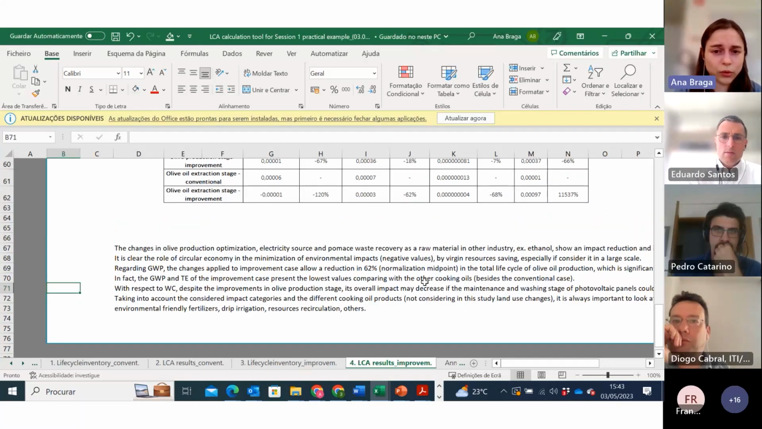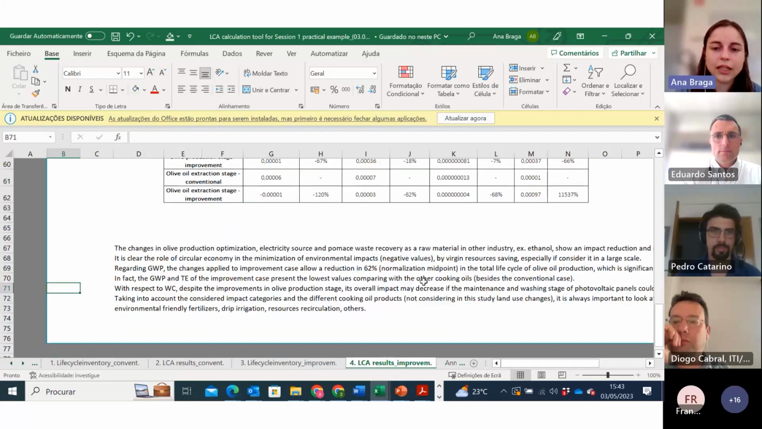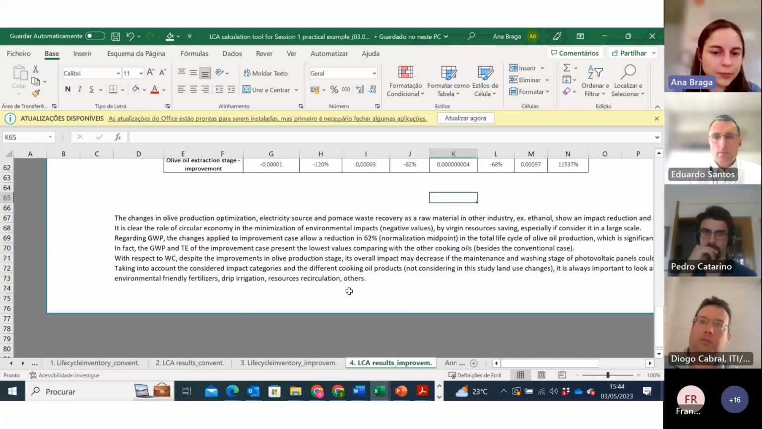But it is, we could decrease the impacts with the changes that we made in the improvement inventory, but it's always important to consider all life cycle stages, different impact categories, and circular economy and the recirculation strategies. So that is here the example.